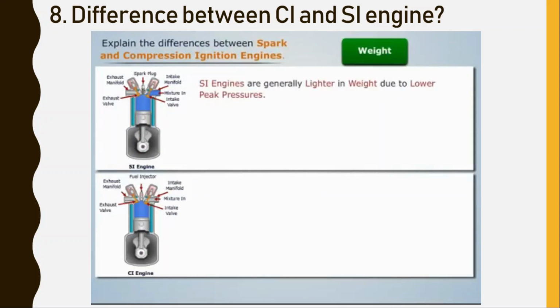Spark ignition engines are generally lighter in weight due to lower peak pressures, whereas compression ignition engines are generally heavier in weight due to higher peak pressures.